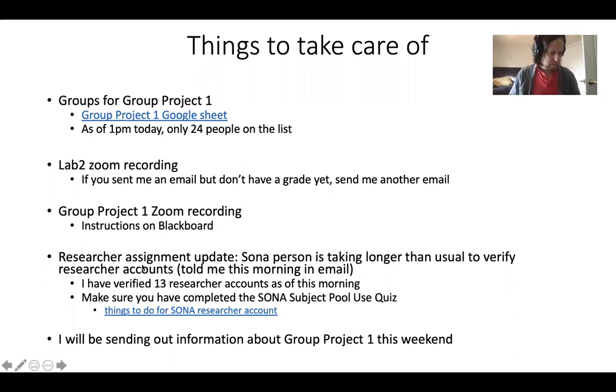Question? Yeah. For the recording for Group Project 1, in the folder, you just need the Zoom of us just saying our names, and that's all you need in the folder, correct?